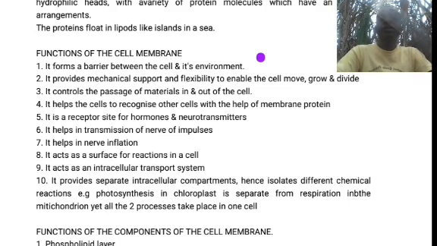It also helps in nerve inflation. It acts as a surface for reactions in a cell. It acts as an intracellular transport system.